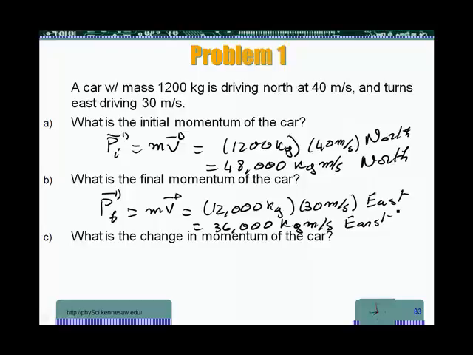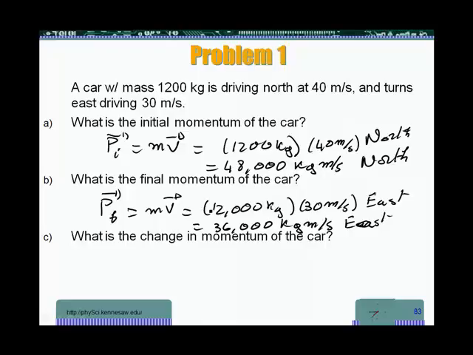Now the key here, what's happening? Remember, we have to treat momentum along separate directions. North-south direction has to be treated separately from the east-west direction. Which means, what was the initial momentum of the car along the north? 48,000 kilogram meters per second. What is the final momentum of the car along the north? 0. It's not moving along the north anymore.